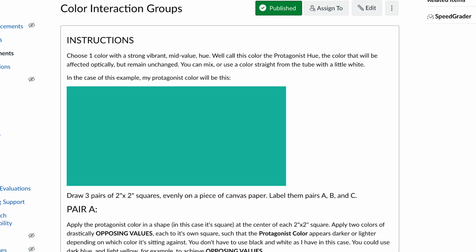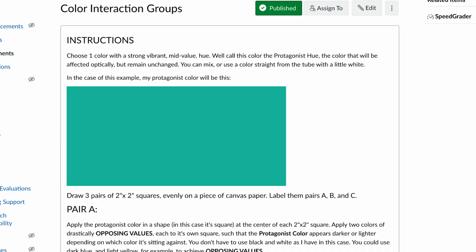This week's assignment is called Color Interaction Groups. The goal of this assignment is to practice color mixing and to practice laying flat shapes of color directly next to each other to create effects of color interaction practically. You're going to be using acrylic paint, brushes, palette knife, and palette paper, and the goal is to get into it and understand the technique of manipulating the material of pigmented color.